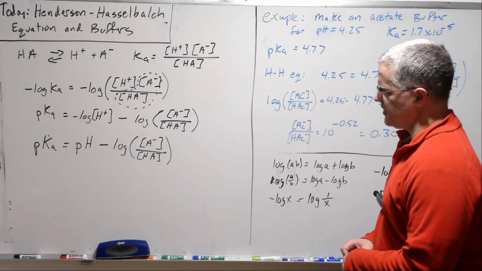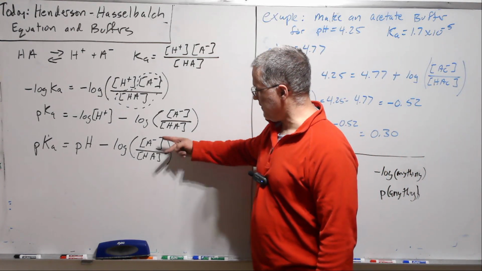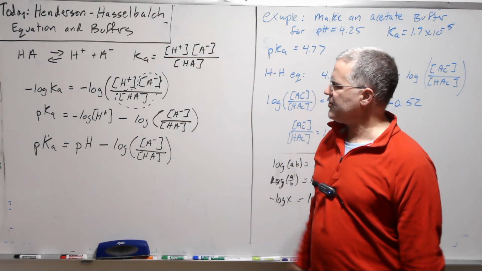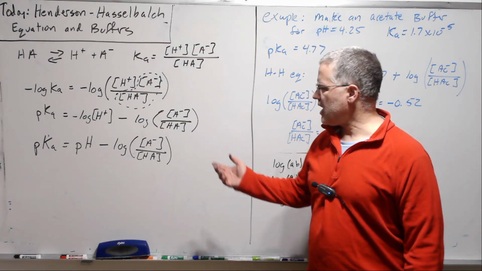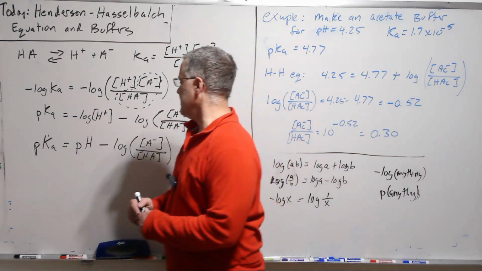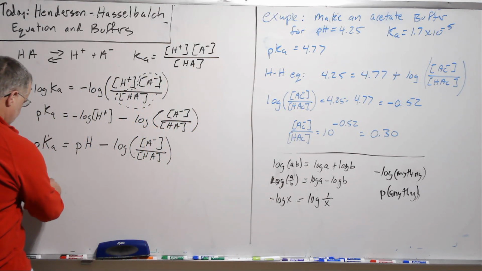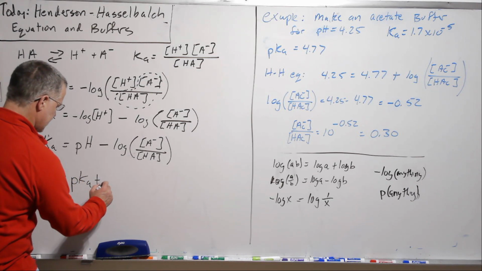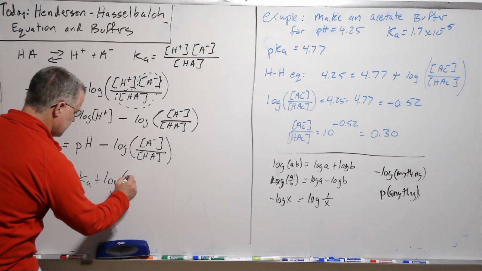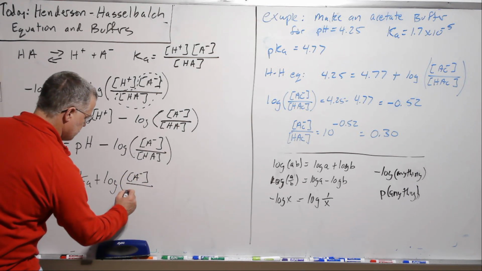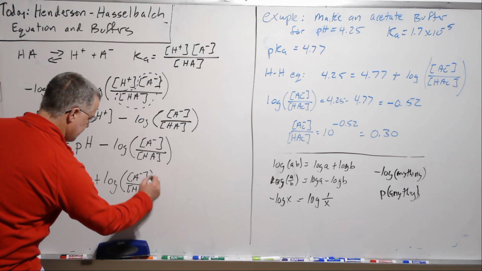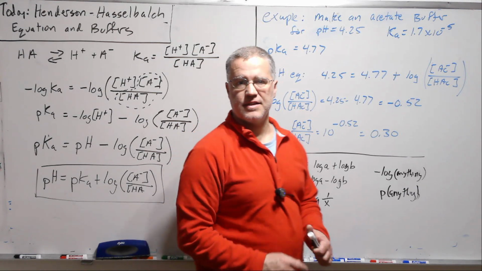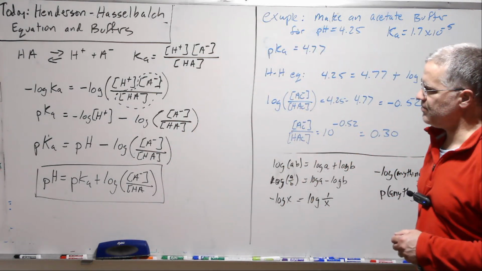Now we could do a couple of things here. We could just flip this and make that positive. That would be a version of the Henderson-Hasselbalch equation. But the most common thing to do is just bring this to the other side. And so if we see the Henderson-Hasselbalch equation, it's most often like this. And so that's the derivation of the Henderson-Hasselbalch equation.